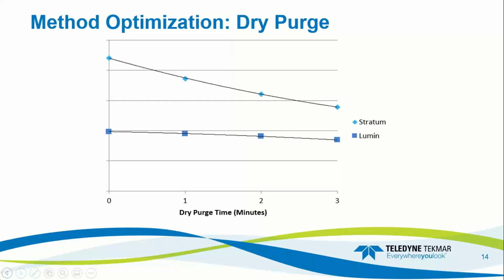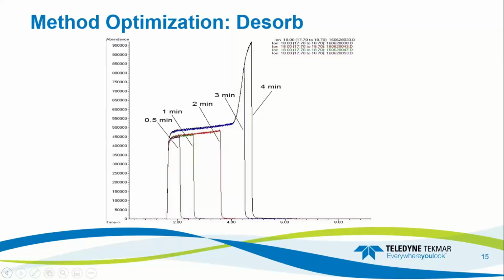We can adjust our desorb time to help reduce the amount of moisture we put onto the GC. So a longer desorb time means that we're going to remove more of those compounds from the analytical trap and move them to the GC. But that also includes water. And that might give us a longer water peak.